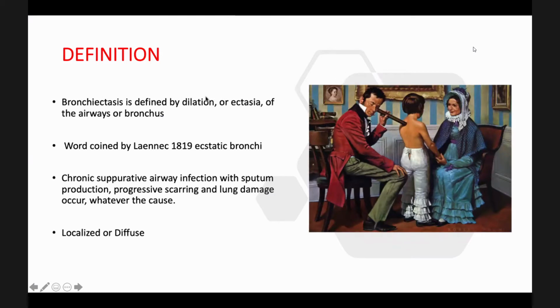Bronchiectasis is defined by a dilatation or ectasia of the airways, of the bronchus. The word was coined by Laennec in 1819 for the ectatic bronchi. It can be a chronic suppurative airway infection with sputum production, which leads to progressive scarring and lung damage, whatever might be the cause, which will come on the coming slide. It can be localized or diffuse.